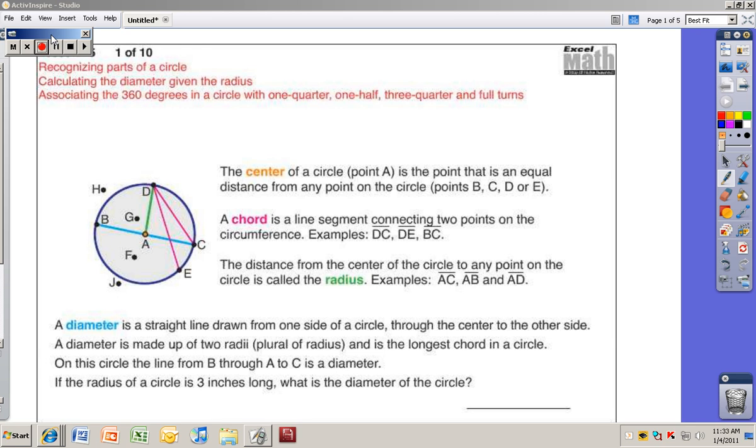The center of a circle, point A, is the point that is an equal distance from any point on the circle. Points B, C, D, or E. So the center, right here, has equal distance from any place on the circle. It's not closer to any part of that circle than any other part. That's called the center of the circle. A chord is a line segment connecting 2 points on the circumference. So this is a chord, and that's a chord. Anything where you have a straight line segment connecting any part of the circumference of the circle.